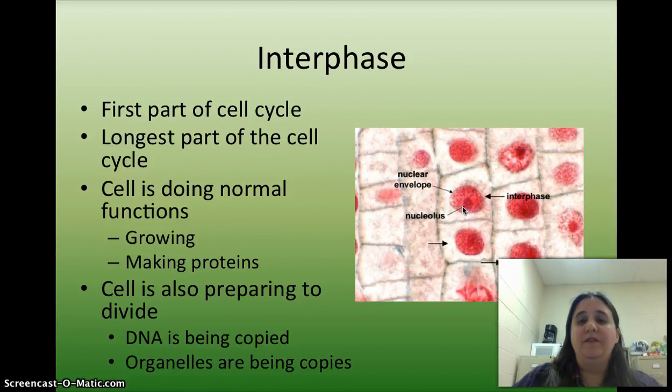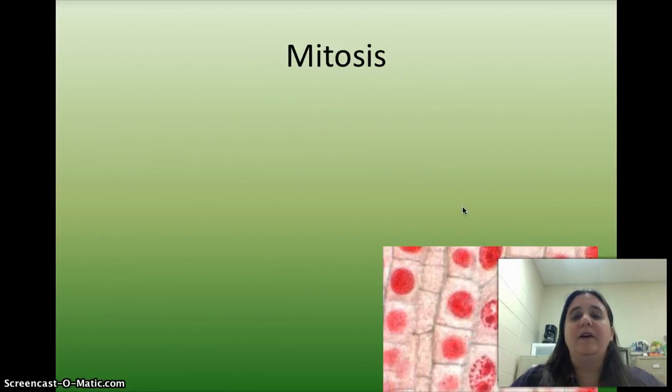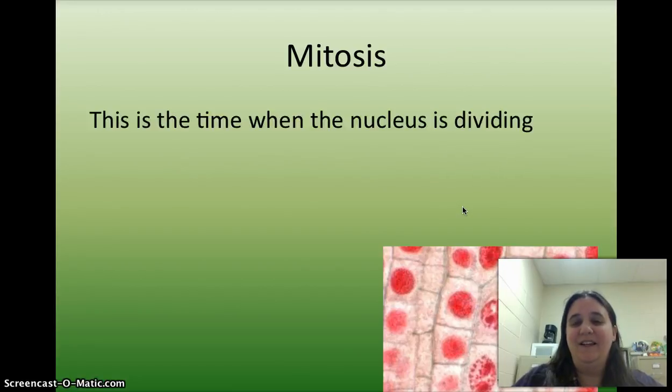Okay. And then it's also going to make copies of its organelles, because you want to have a full set of chloroplasts and mitochondria and Golgi bodies and all that other good stuff in there to keep the cell functioning. The next part of the cell cycle is mitosis.